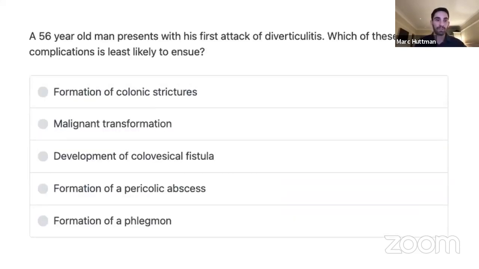So let's do some questions about diverticulitis. A 56-year-old man presents with his first attack of diverticulitis. Which of these complications is least likely to ensue? So we've got to our kind of mini cases and questions like that. So I'll give you a few seconds to think about it.